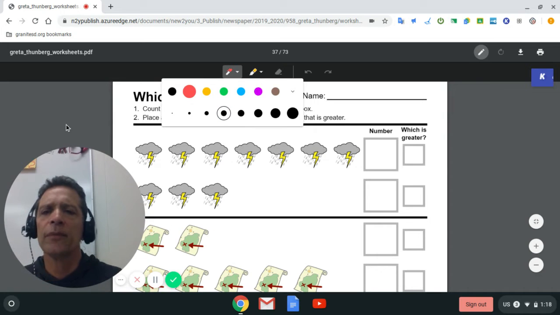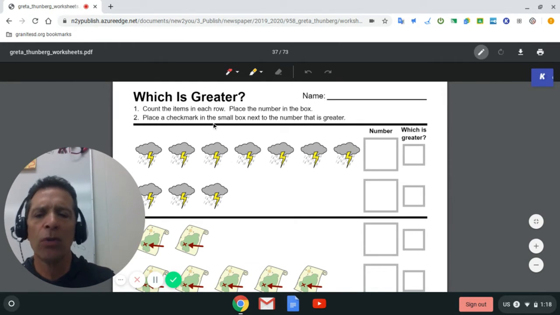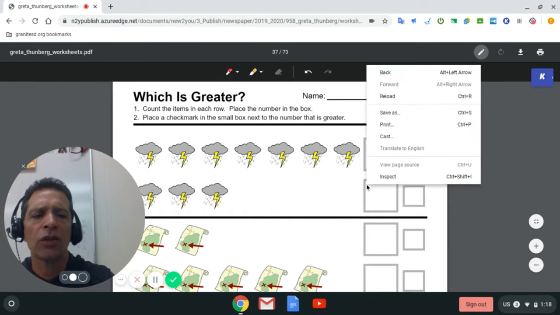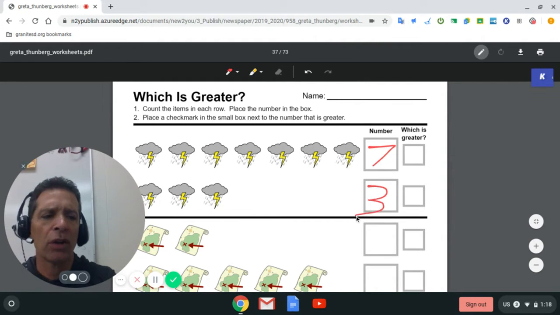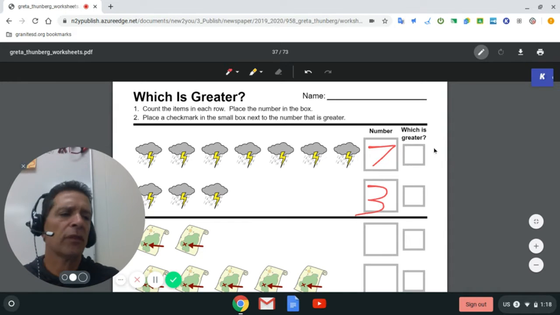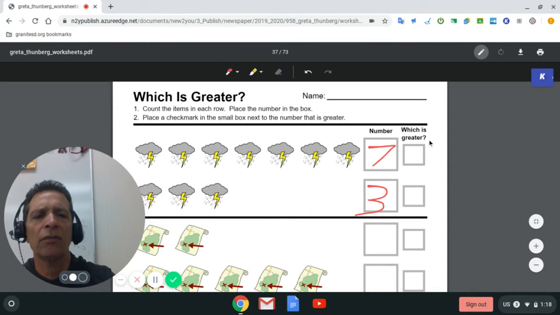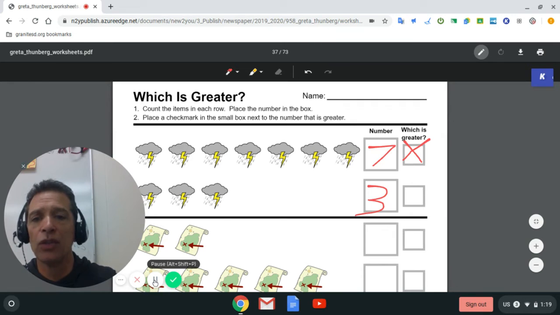This first page is what's greater. That means the most. You go ahead and count this. 1, 2, 3, 4, 5, 6, 7. You count the bottom one. 1, 2, 3. And you decide which one is greater. Which one is greater? Aaron, 7. Correct. That means more. Go on, finish the rest of the page.